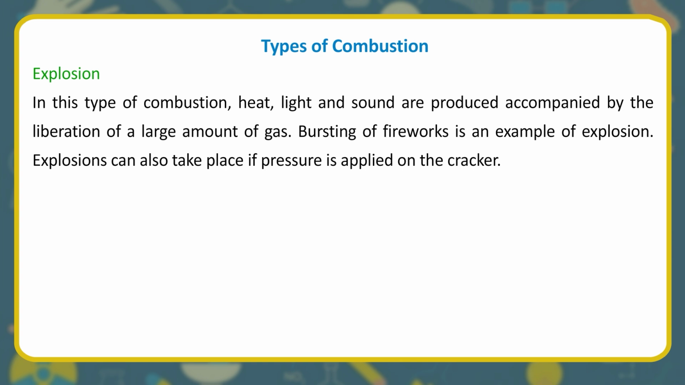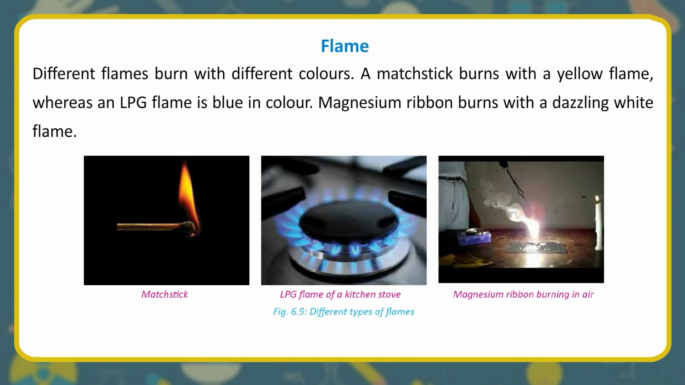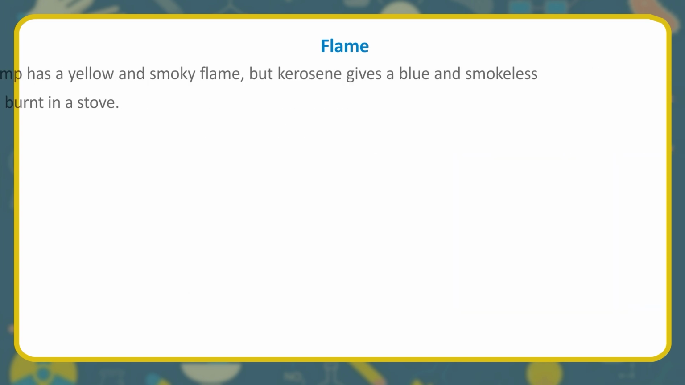Explosions can also take place if pressure is applied on the cracker. Flame. Different flames burn with different colors. A matchstick burns with a yellow flame, whereas an LPG flame is blue in color. Magnesium ribbon burns with a dazzling white flame. Matchstick. LPG flame of a kitchen stove. Magnesium ribbon burning in air.